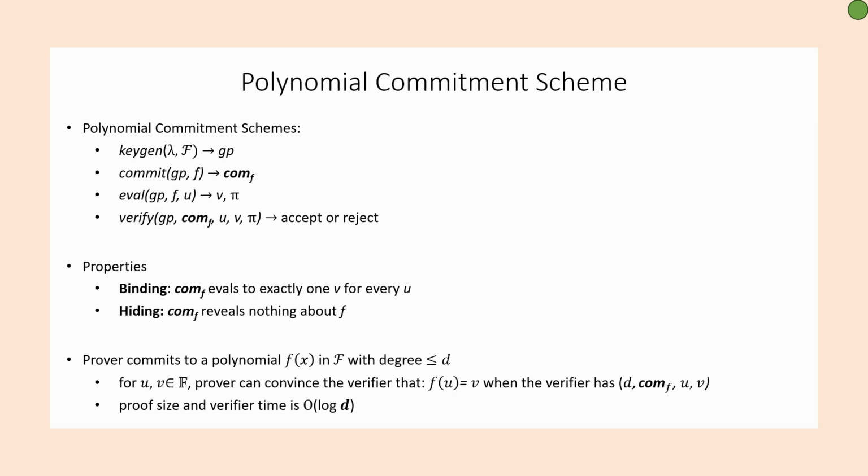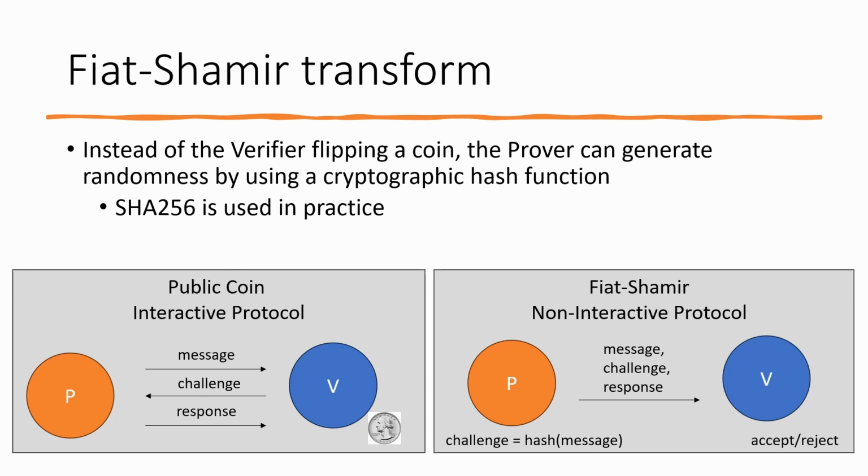By applying a polynomial commitment scheme on an IOP, we can make it succinct. That is, the output size of v and pi are very small, and the runtime for verify is quick. Furthermore, because of the hiding property of polynomial commitment schemes, we can make this protocol zero knowledge. Finally, to make any interactive protocol non-interactive, we can apply the Fiat-Shamir transform. Instead of the verifier flipping a coin to create randomness, the prover can generate randomness themselves using a hash function.